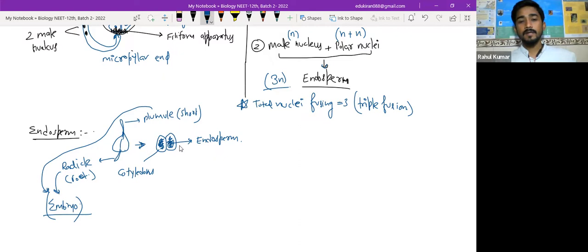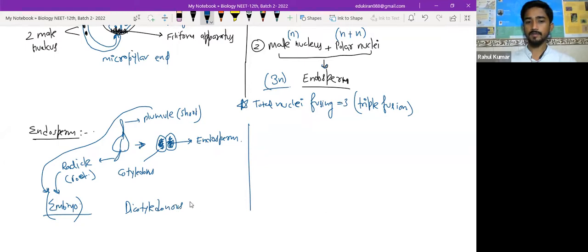Okay. Now there are two types of seeds. Seeds which can open from the middle and have two cotyledons are called dicotyledonous plants. Dicotyledonous plants with two cotyledons. Seed can be split.